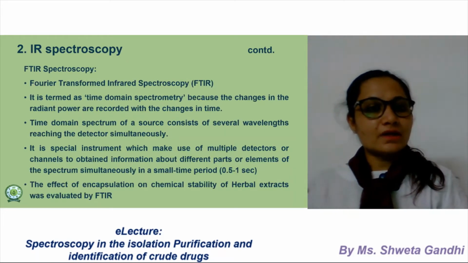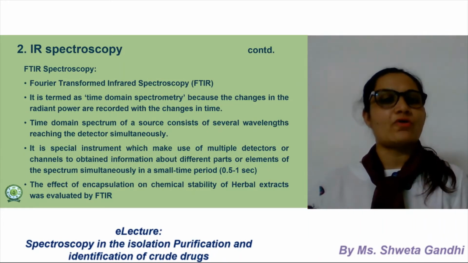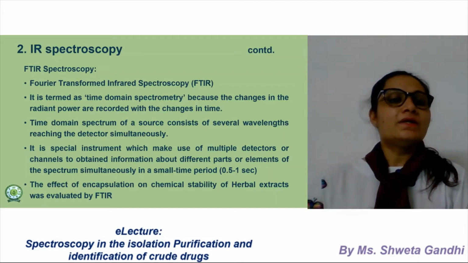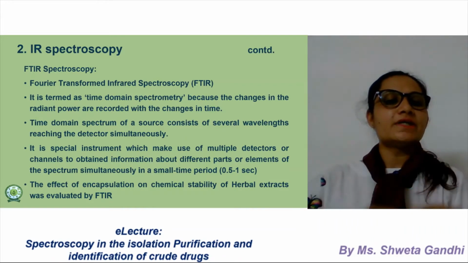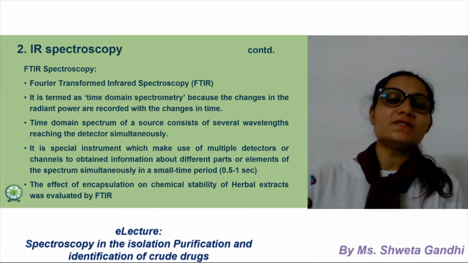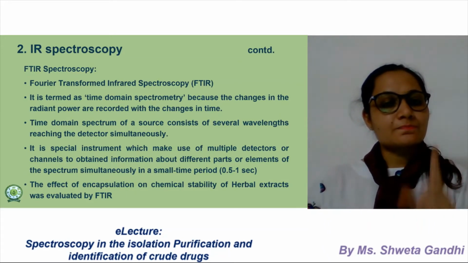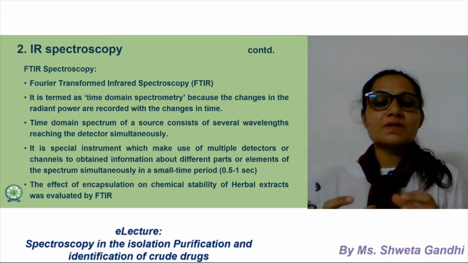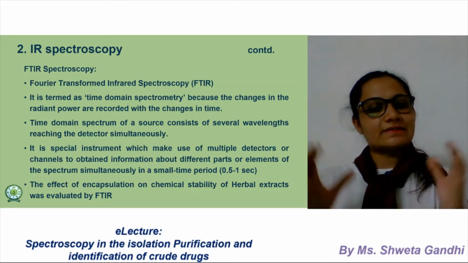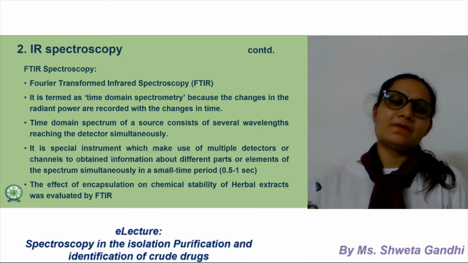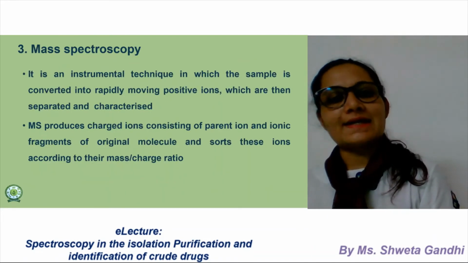Now, the modified form of IR spectroscopy is FTIR, Fourier transform IR spectroscopy. It is termed time domain spectroscopy because the changes in the radiant power are recorded with changes in time. This is a more advanced form of IR spectroscopy. It is a special instrument which makes use of multiple detectors. In this, multiple detectors are attached, so we get the result in a very short time. For example, FTIR spectroscopy can be used for the chemical stability of herbal extracts.